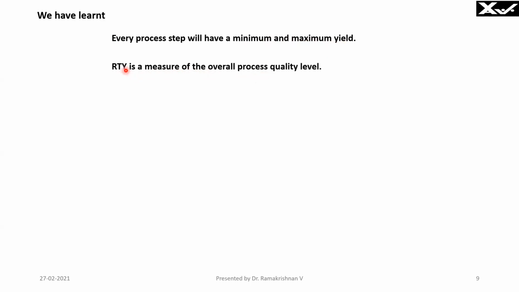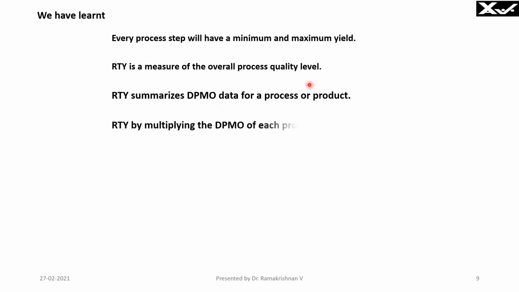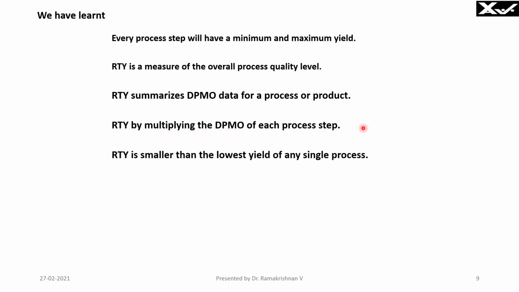RTY, rolled throughput yield, is a measure of the overall process quality level. It summarizes DPMO data. Please note that whatever we have shown as an efficiency is per 100, and per unit you can divide by 100, and for DPMO you have to multiply it by 1 million. So the yield is given in terms of percentage or percentage point or DPMO. We can multiply the DPMOs also and get the same result. RTY can also be obtained by multiplying the DPMO of each process step.